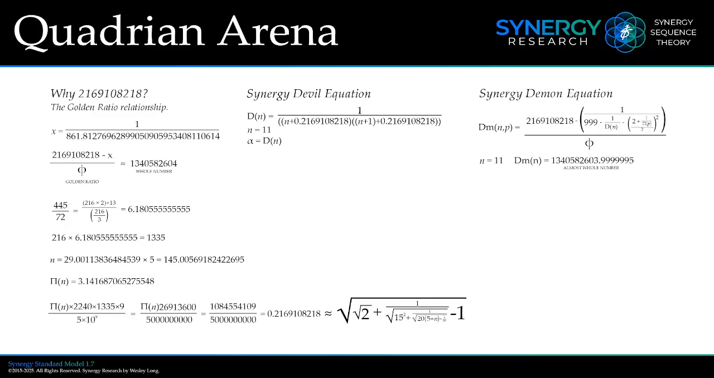This is no longer physics built from observation. It's physics derived from pure structure, where A is not assumed, it is inevitable.